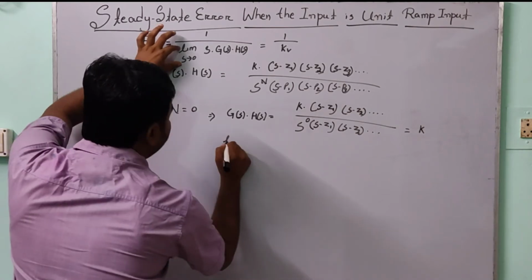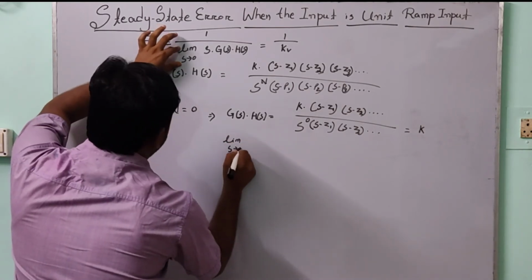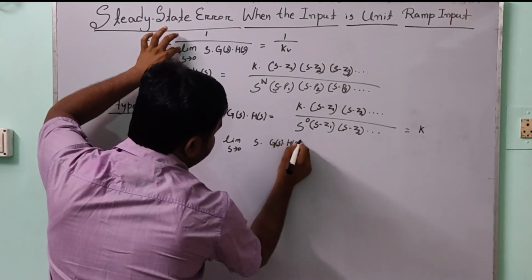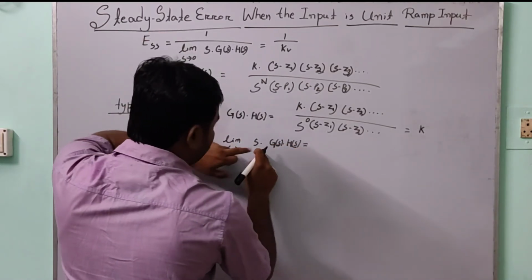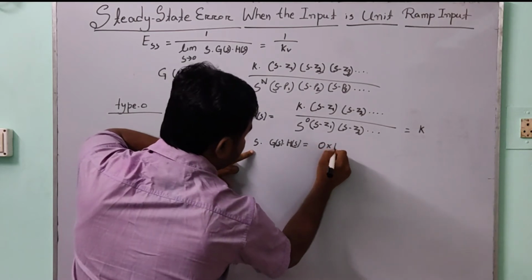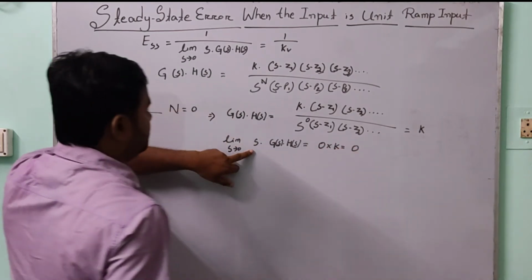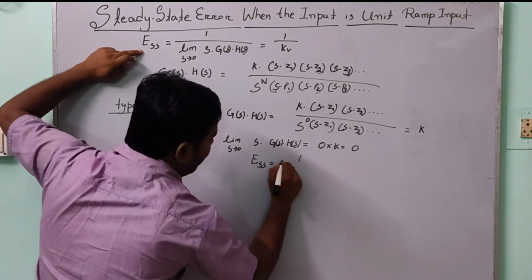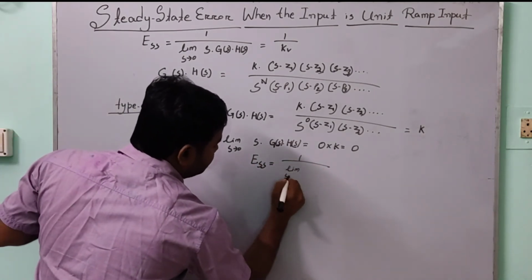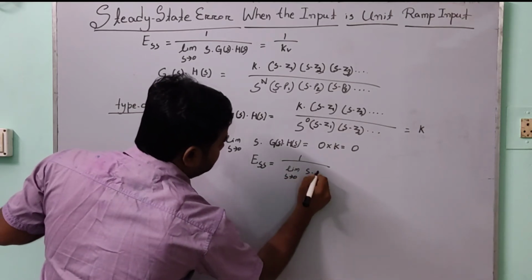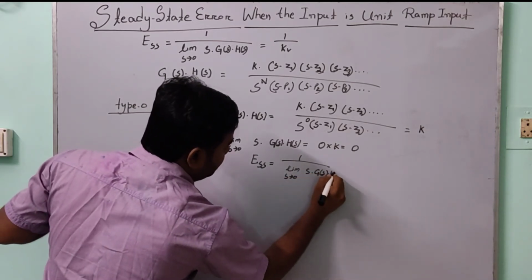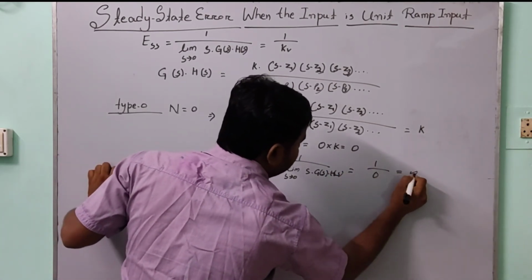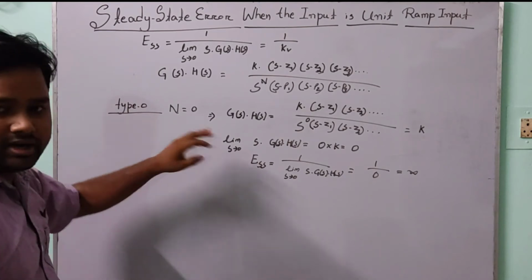But the value of limit s tends to 0, s into G(s)H(s) is equal to 0 into constant, which is equal to 0. And the value of ESS will be 1 divided by limit s tends to 0, s into G(s)H(s), which is equal to 1 divided by 0. That implies this value is infinity. This is for type 0.